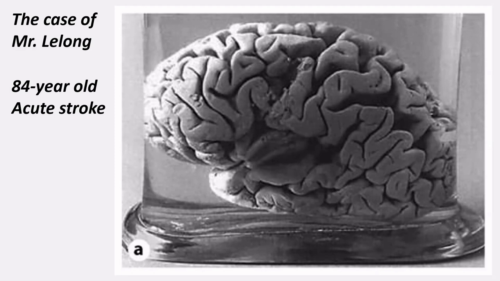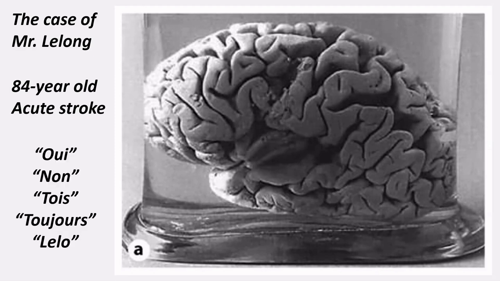And after that stroke, he had no hemiparesis. After that stroke, he could only produce like 5 words: oui, non, toi, with which he probably meant trois, and which he used to indicate any number, toujours, ever, and le lot, probably a shortening of his name Lelong. So he could only say yes, no, three, always, and Lelo, indicating his name.